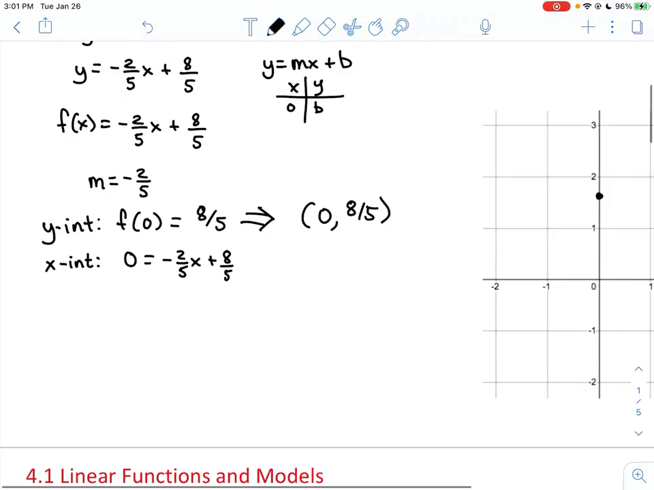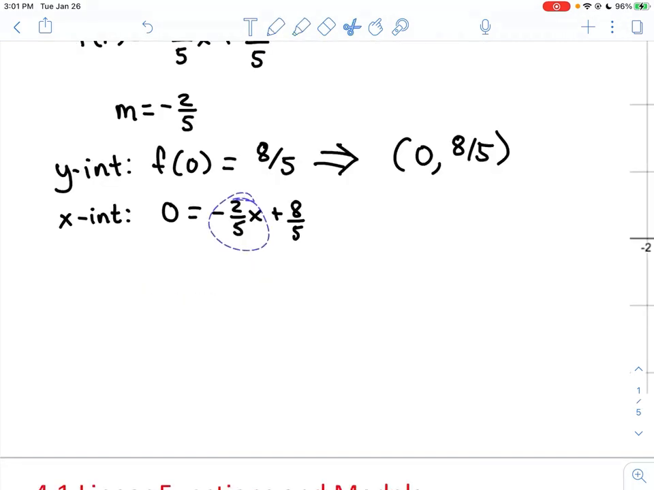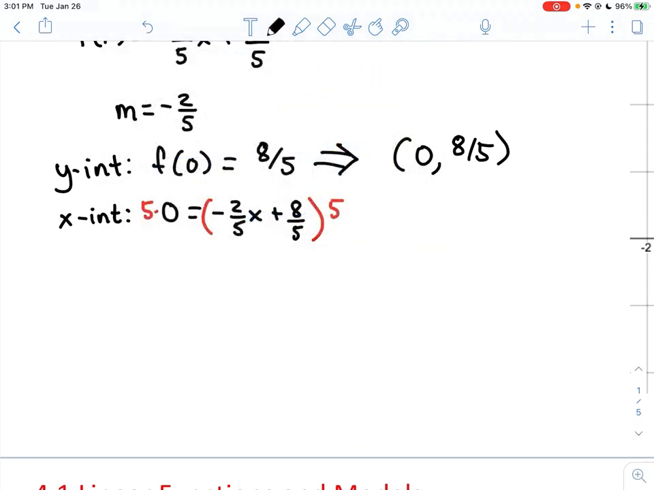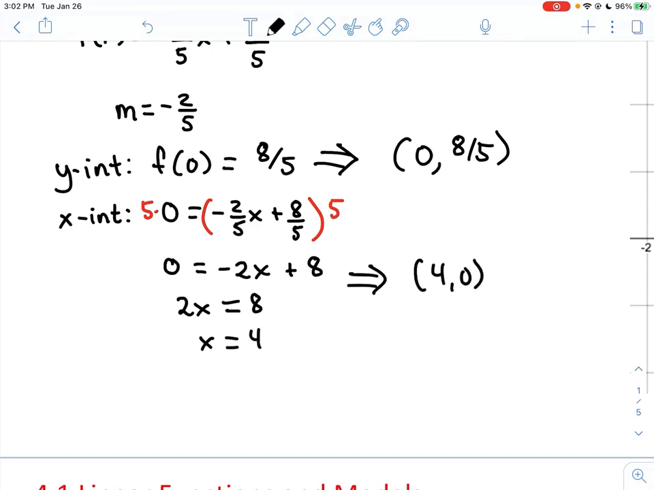But I'm going to go ahead and do it by set the rule of the function equal to 0 and solve for x. I notice that there's two fractions involved here. They both have a denominator of 5. So if I take this equation and I multiply both sides of it by 5, that'll get rid of the denominators. 5 times 0 is still 0. 5 times negative 2/5 will be negative 2, so negative 2x, and then plus 8. Then add the 2x over, and then divide, and we still get this 4. So all this information tells us that 4, 0 is a point on our graph.